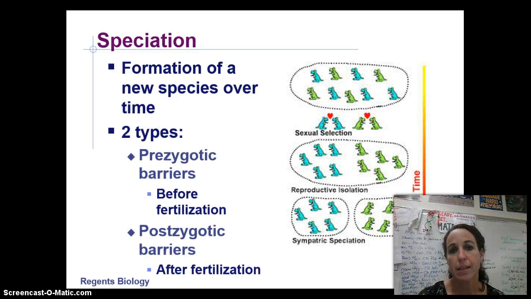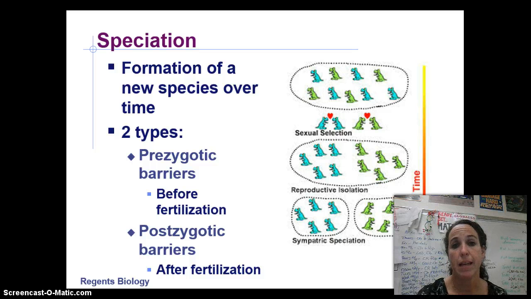There are two ways that speciation is maintained throughout the environment. One way is through what's called a pre-zygotic barrier, and the second way is through a post-zygotic barrier. Pre-zygotic barriers mean that the barriers occur before fertilization. So there is no possibility of two new organisms or two new species forming because fertilization has not occurred. Sperm does not fertilize the egg.